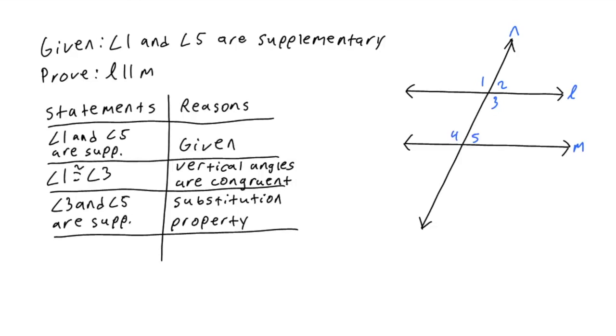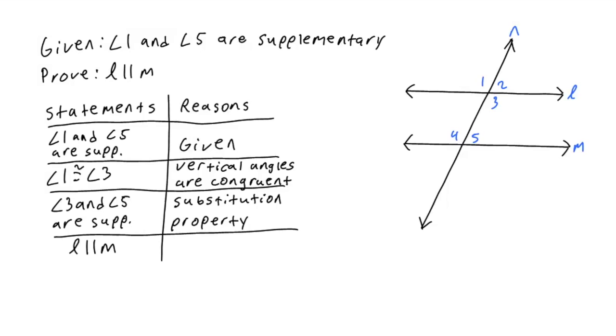Now let's look at angle 3 and angle 5. We know that they're supplementary, and they're in between the lines we're trying to say are parallel, and they're on the same side of the transversal. So, those are same side interior angles. So using that information, we can say L is parallel to M. So we say, for our statement, L is parallel to M.